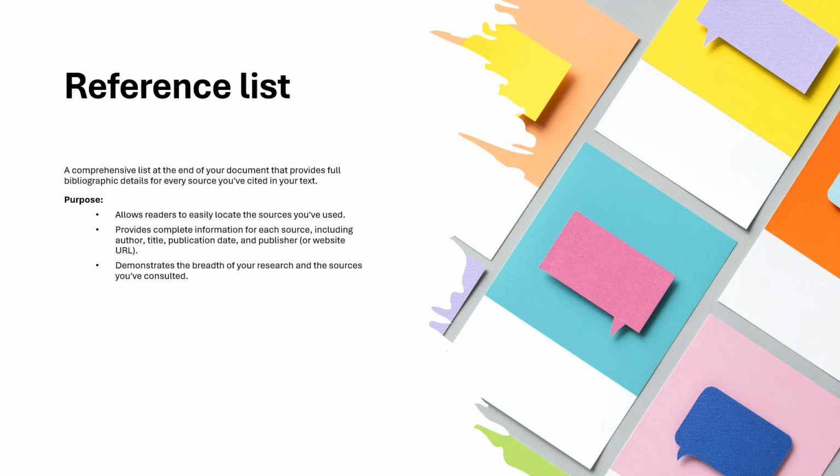So it provides complete information for each and every source that you've used, including things like the author's name, the title of the publication, when it was published, and who published it. For example, was it on a website? Or in a journal or in a textbook. If it's on a website, you would put the URL, the address, included in your list of references. It also demonstrates the breadth of your research and the sources you've consulted, how much work you've put in to finding this really useful, relevant, valuable information that you've put into your work.